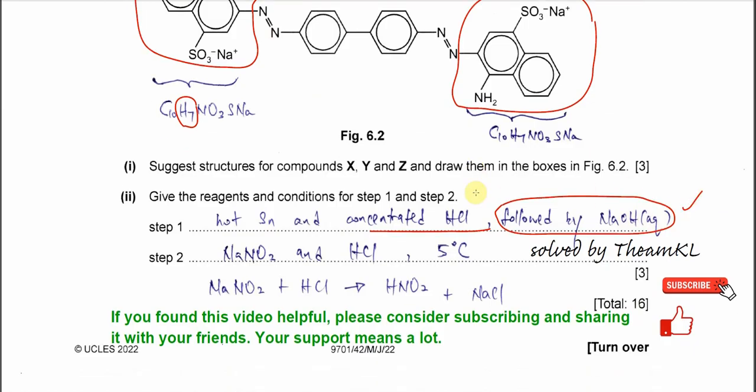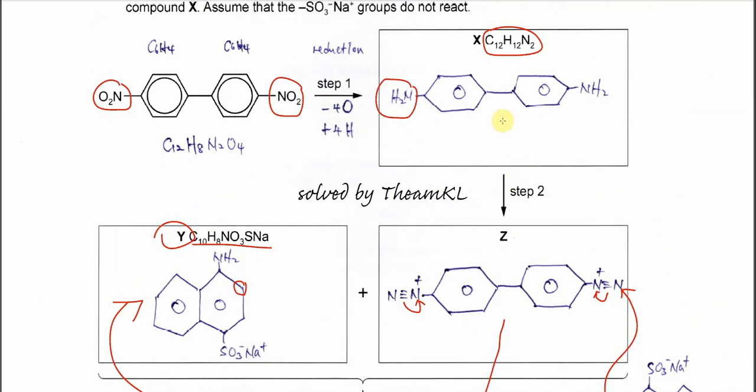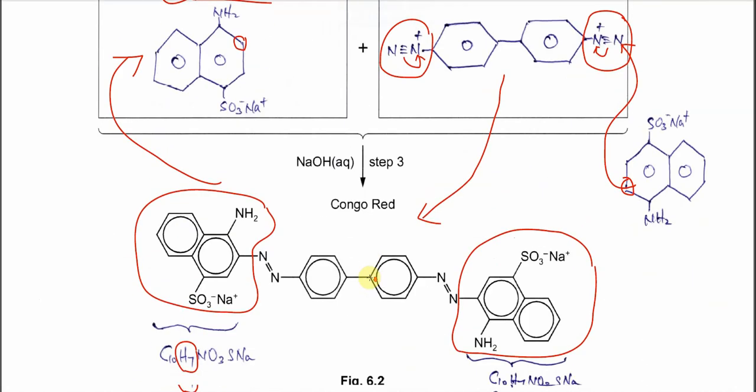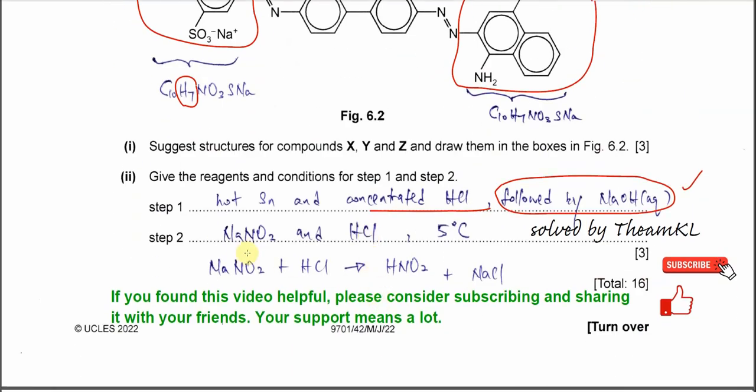Step 2. Step 2 is this one. From these two phenylamines, form these two benzene diazonium ions. So we need to use sodium nitrite and HCl. The condition is below 10 degrees C, let's say 5 degrees C.